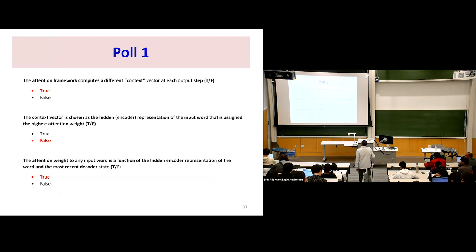All right. So the attention framework computes a different context vector at each time. It's chosen as the hidden encoded representation that is assigned the highest attention weight. No, you're actually computing a weighted combination. In principle, you could choose the one with the highest attention weight, and that might actually work too, but I think it will be suboptimal. I'm not aware of anybody who has tried that. Also, there may be multiple input words relevant to any specific output word. The attention weight for any input word is a function of the hidden encoder representation of the word and the most recent decoder state. So everybody with me so far?